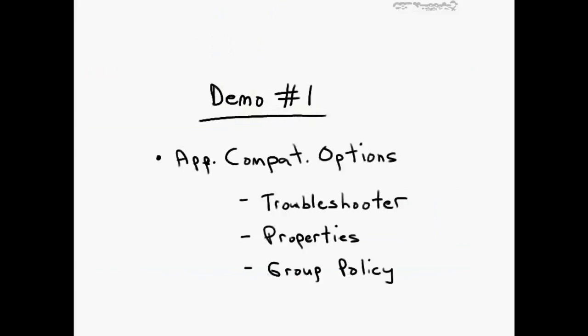In this first demo, we're going to spend some time looking at the application compatibility options in Windows 7 in living color. We'll start with the Program Compatibility Troubleshooter, then we'll review how to adjust the properties of a troublesome application, and finally we'll fire up Group Policy and we'll take a closer look at the application compatibility related Group Policy Object settings. Let's get rocking.